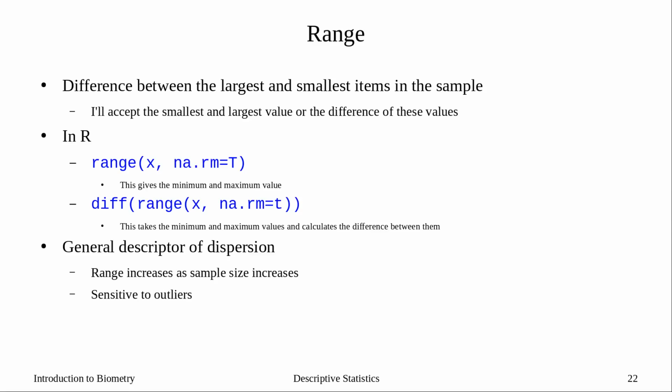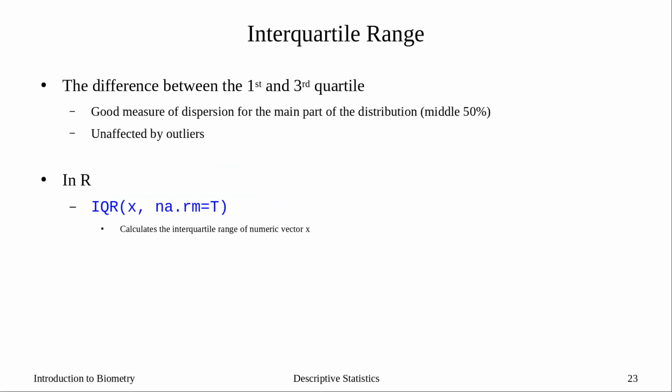Also, range is sensitive to outliers. So if we have one extreme data point or two extreme data points, that's going to inflate the range. What we're really interested in is how do most of the data spread around the center, not so much how the outliers fall around our center point, but where do the bulk of the data lie? How big is their spread? So range isn't that useful.